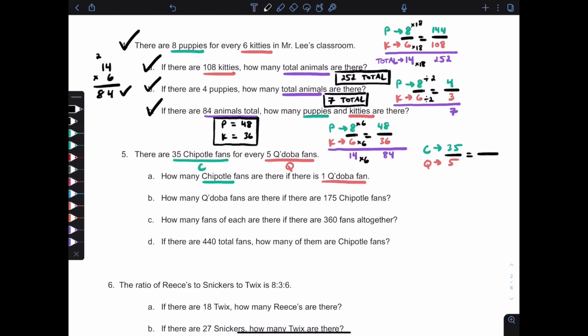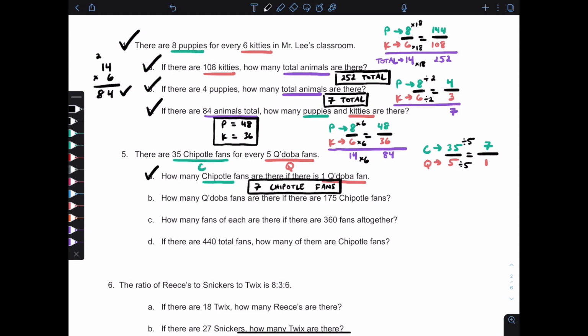They're outnumbered. And they're saying, what if there's only one Qdoba fan? Poor Qdoba fan. To get from 5 to 1, that's divided by 5. To get from 35 to that blank up there, that is just going to be 7. So if there was only one Qdoba fan, we would say there'd be 7 Chipotle fans. Okay, part A is now done.